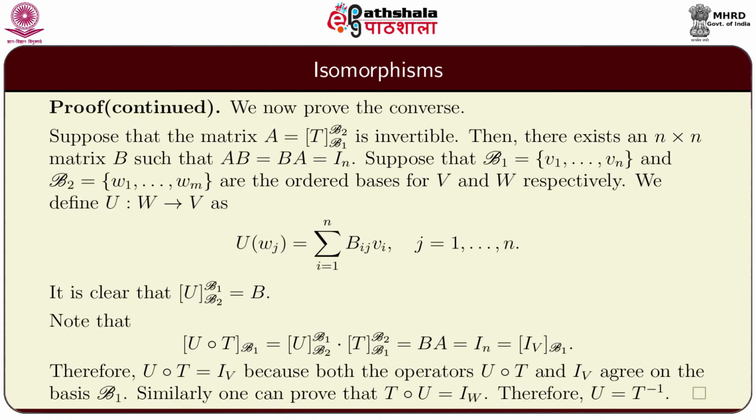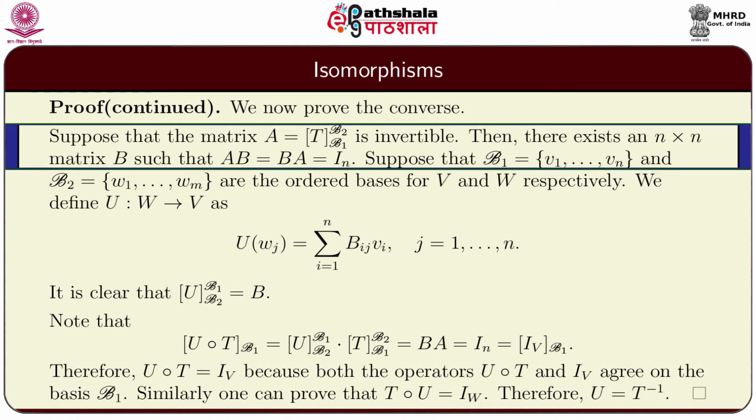Let us now prove the converse. So, we start with the matrix T B1 B2 and call it A, which is an invertible matrix, and we are trying to show that the linear map T is an isomorphism. A is invertible as a matrix, therefore, there is an n cross n matrix B such that AB is equal to BA is equal to IN, that is the n cross n identity matrix.